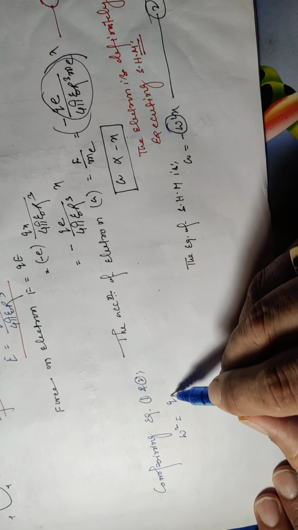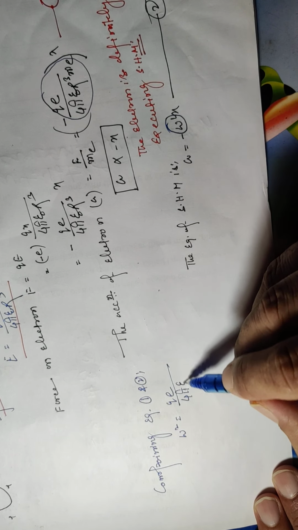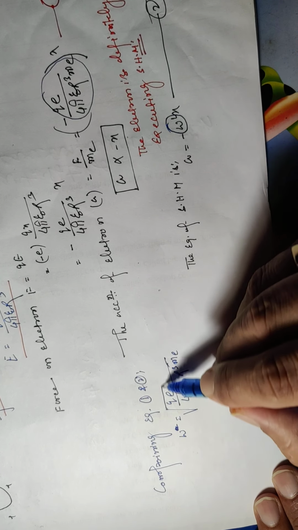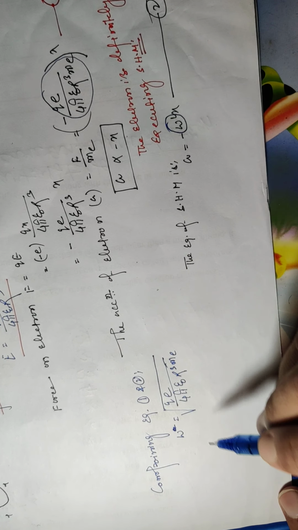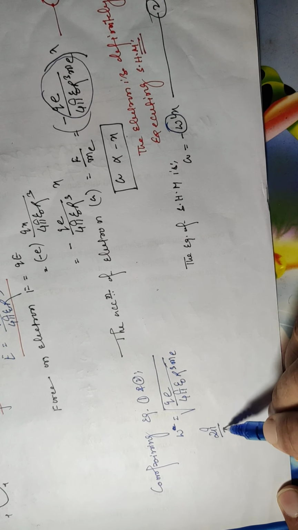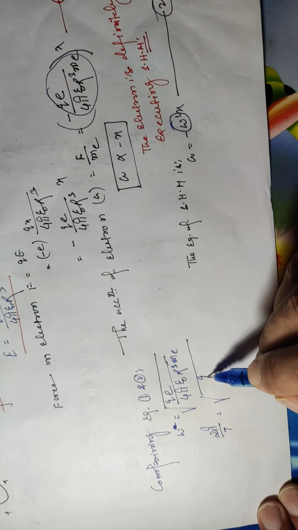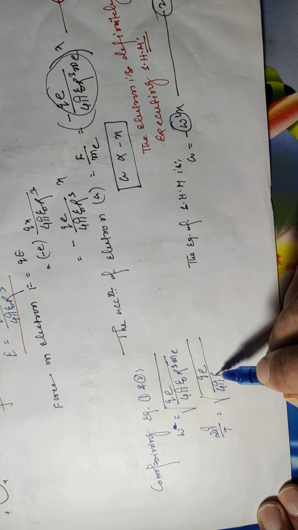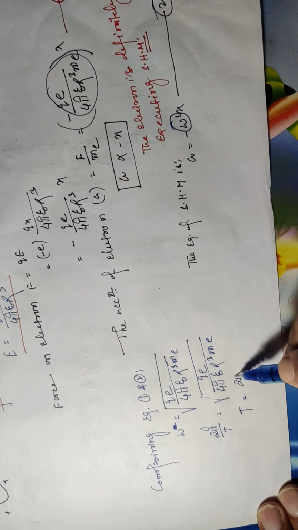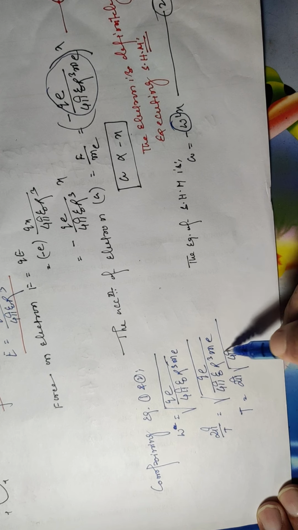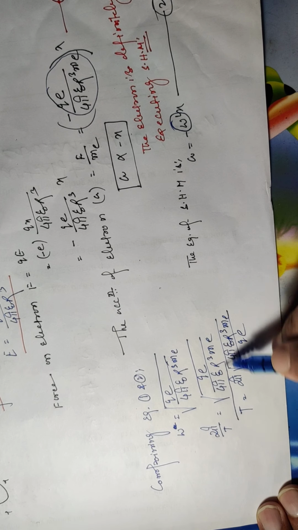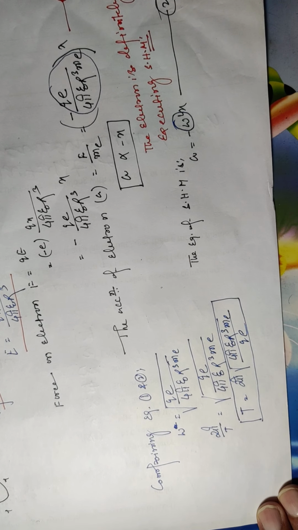Omega square is equal to qe by 4 pi epsilon naught r cube me. So omega will be equal to the root of this. But what is omega? Omega is nothing but 2 pi by t. So put omega equal to 2 pi by t. So 2 pi by t is given by root over qe by 4 pi epsilon naught r cube me. Solving this, we get t equal to 2 pi root over 4 pi epsilon naught r cube into me whole divided by qe. This is the expression for the time period of the electron executing SHM.